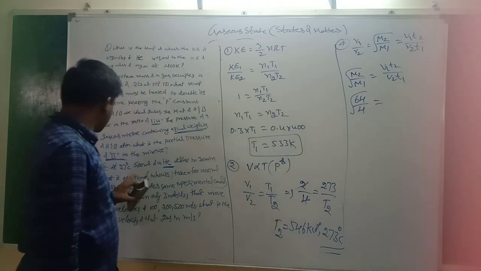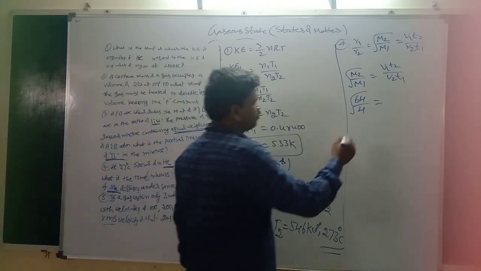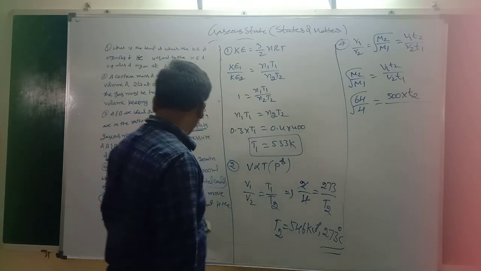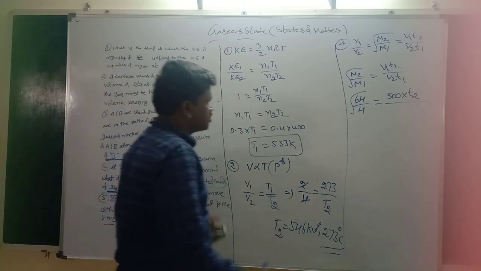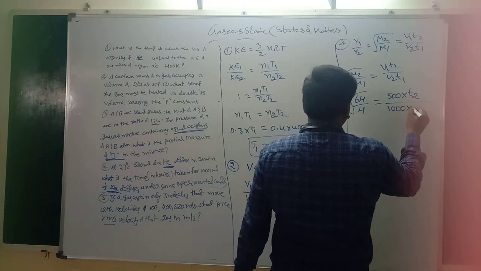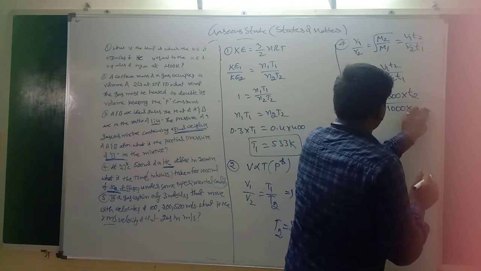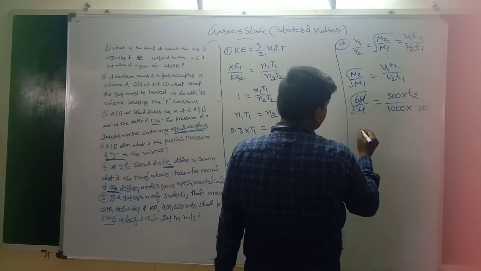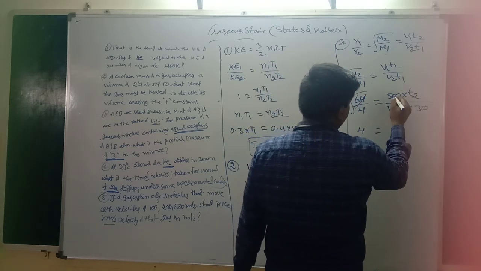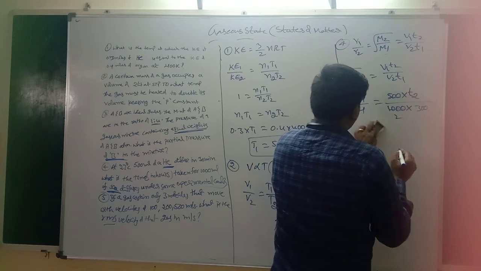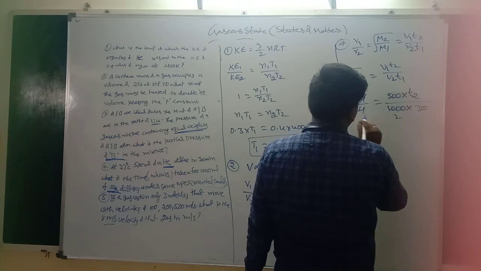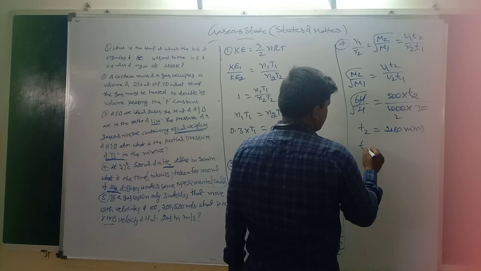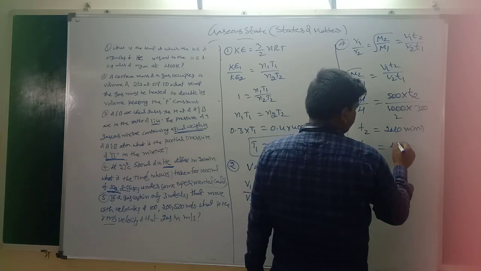Then the first volume is 500 ml. We calculate the time in hours. And the other volume is 1000 ml, and temperatures 273 Kelvin, 300 Kelvin. And simplify, then T2 is equal to 240 minutes. That means converted into hours, therefore 4 hours.